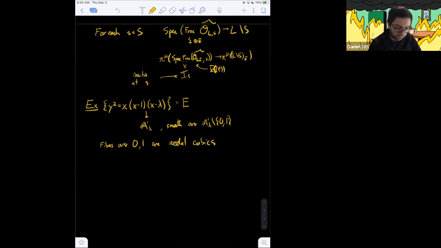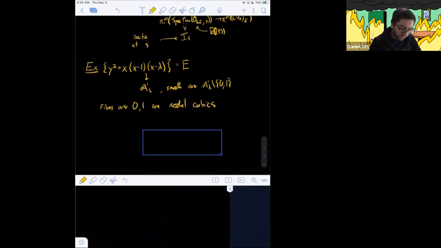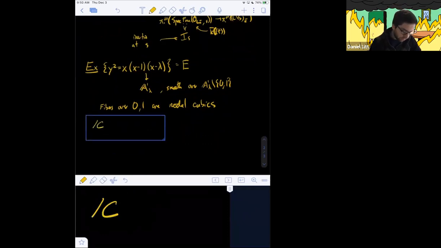So for example, when lambda is 0, you get y squared equals x squared times x minus 1, which is the classic example of a nodal cubic. So I want to understand what the monodromy of this family is. So let's just work over C to try to understand the picture a little bit.